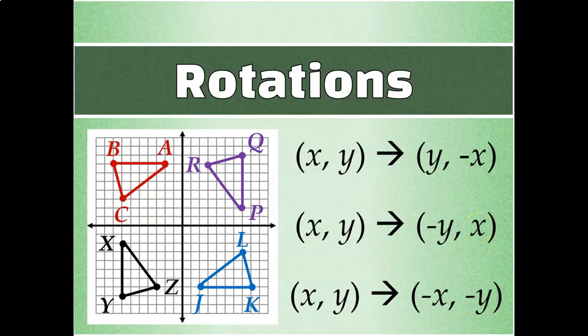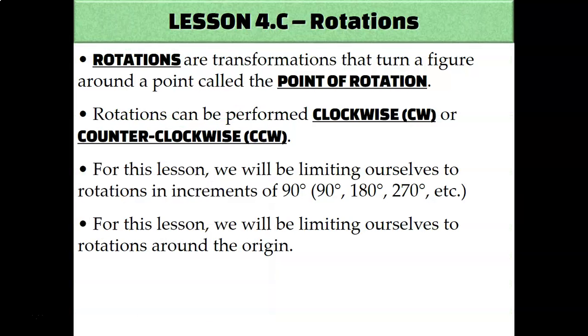Let's talk about how to perform and describe rotations, which is taking a figure and turning it around a point for a certain number of degrees. In order to perform a rotation, you have to know those two things. You have to know the point that you're rotating around, which is just called the point of rotation, and you have to know the number of degrees that you're rotating and in which direction.